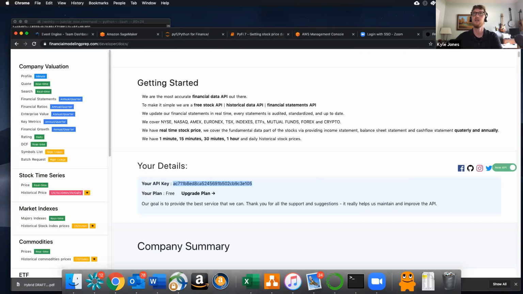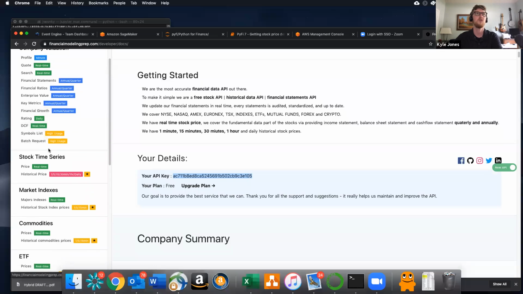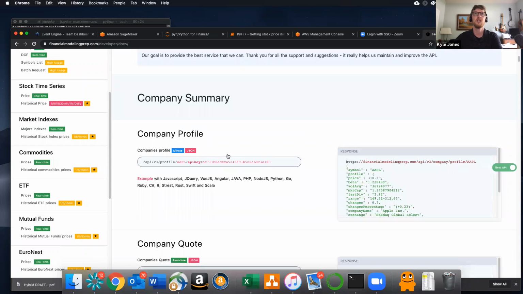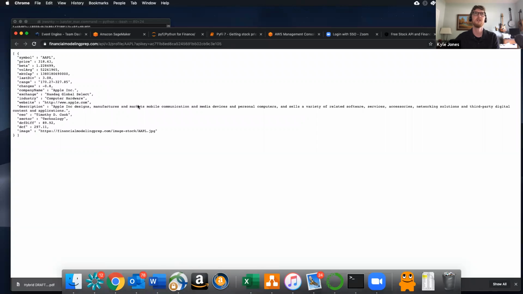So this website over here provides us with all sorts of information. You can see it's got information about company valuation. We can get the stock price. We can look at market indices, commodities. And what we have here in this documentation is the example of what it should look like. So they're using Apple as the example, and they're going to put the name of the stock they're interested in, and then a question mark, which just means that they're going to pass then a parameter and our API key. And if you go to that website, clicking on it, you get this structure.